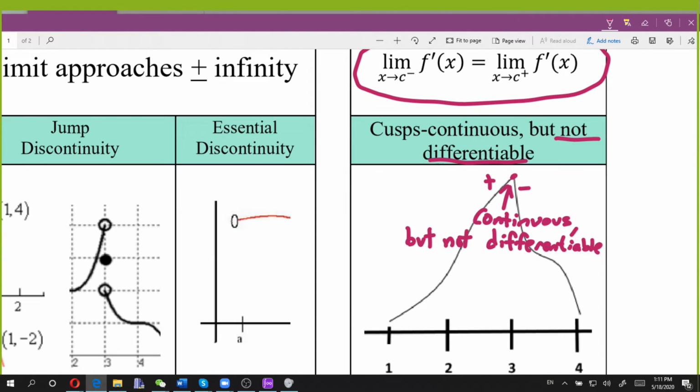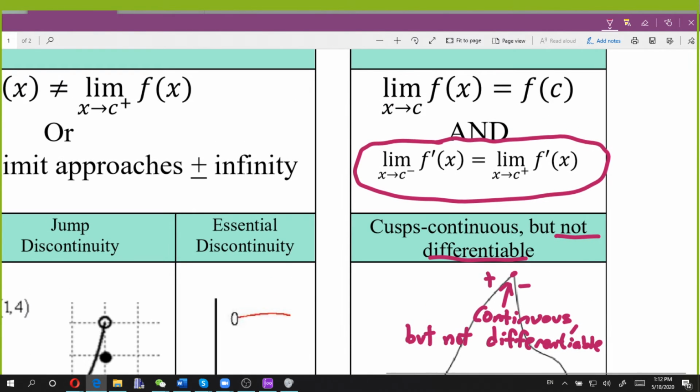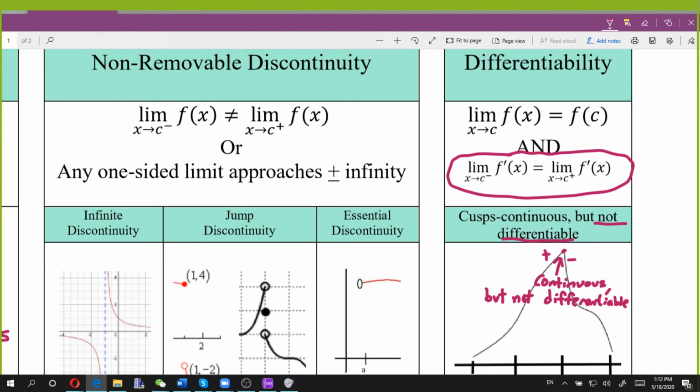Okay, so we are continuous but not differentiable at this point, at the cusp. Any questions on differentiability? Okay, let me draw a couple more examples.